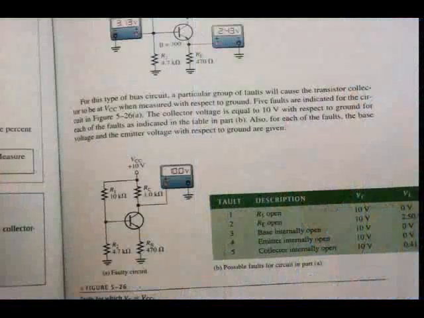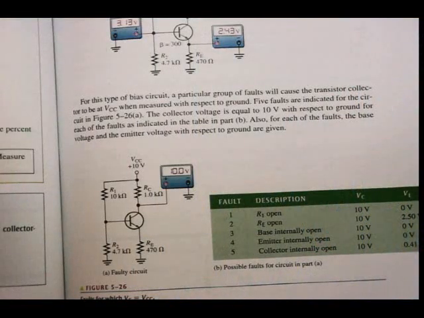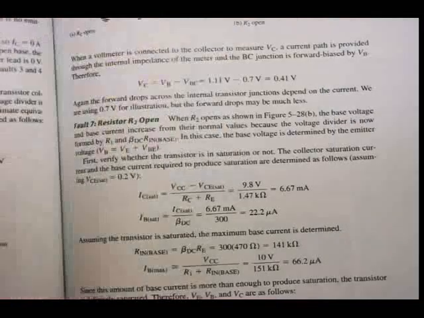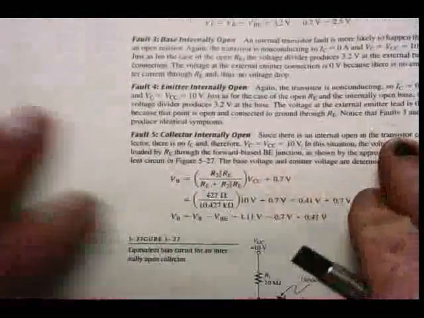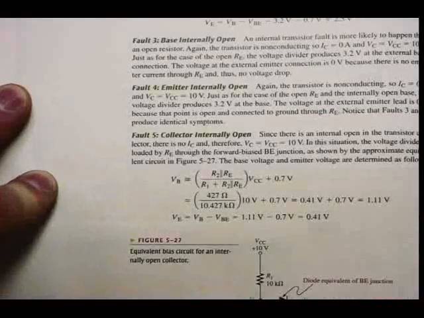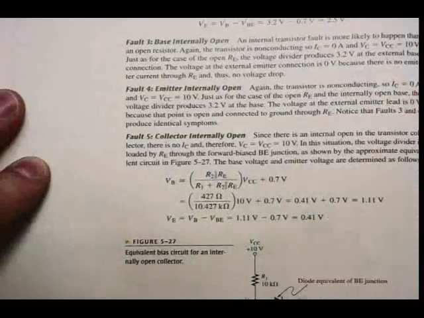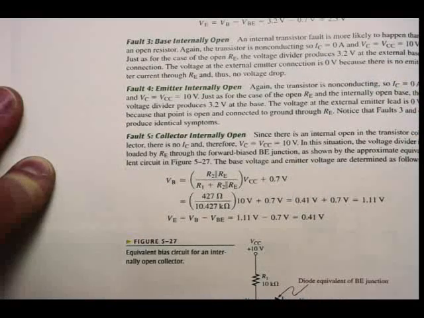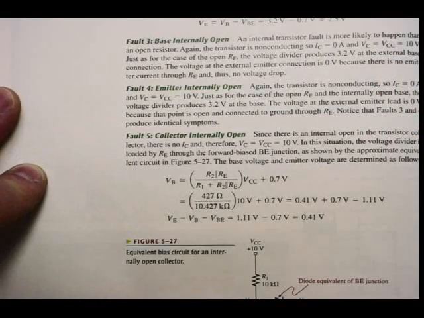Let's have a look at the third fault. It says the base internally open. If I go back to the table, they give me the values there. Base internally open, VC again 10 volts, VE 0 volts, but still at the VB of 3,2 volts. So look at the fault. The fault says the base internally open, so it's inside the transistor itself. So if I go and measure on the outside, on the terminal, I'm still going to measure my VB because the track is not broken there yet.